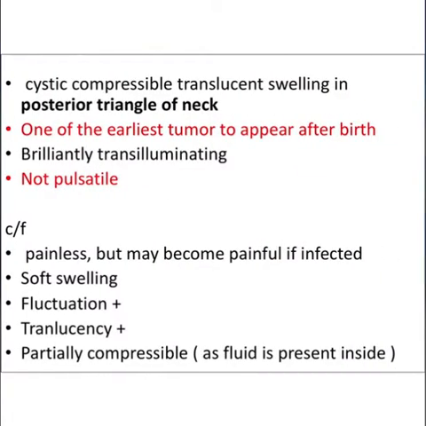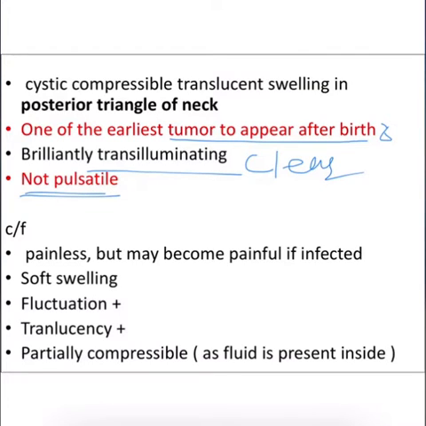Cystic, compressible, translucent swelling in the posterior triangle of the neck, mostly the lower third. One of the earliest tumors to appear after birth. This is an important question. It is transilluminating because the fluid is clear, and it's non-pulsatile because lymph doesn't flow with pressure.